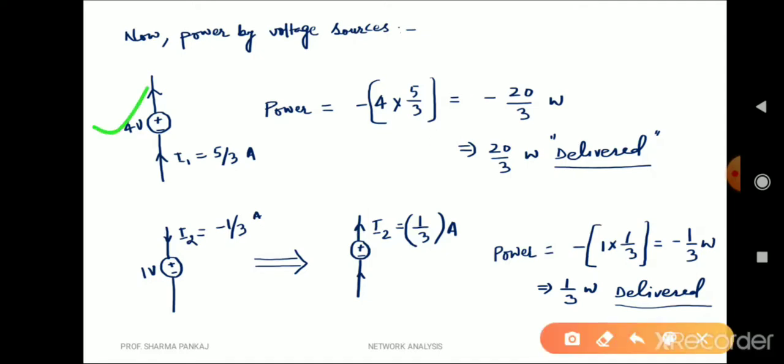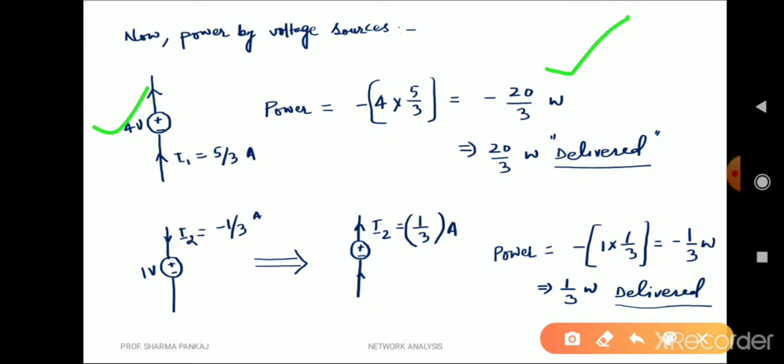See this. P is equal to V into I, and as current is entering the negative terminal of the voltage source, the power is equal to minus of 4 into 5 by 3, that is minus 20 by 3 watt. Now I have already given you the concept of delivery of power and consumption of power by a particular source.